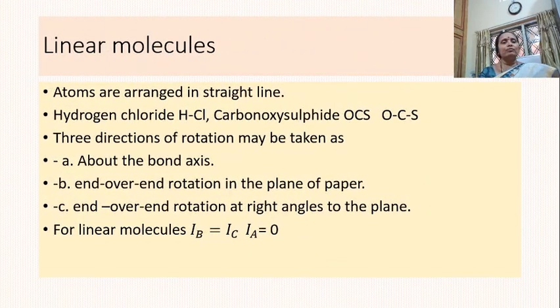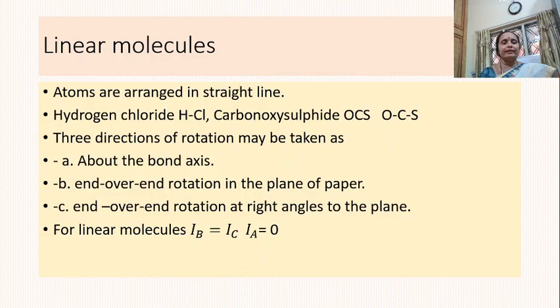First, coming to linear molecules: in linear molecules, atoms are arranged in a straight line. Examples are hydrogen chloride and carbon oxysulfide. The three directions of rotation may be taken as about the bond axis, end over end rotation in the plane of paper, and end over end rotation at right angles to the plane.